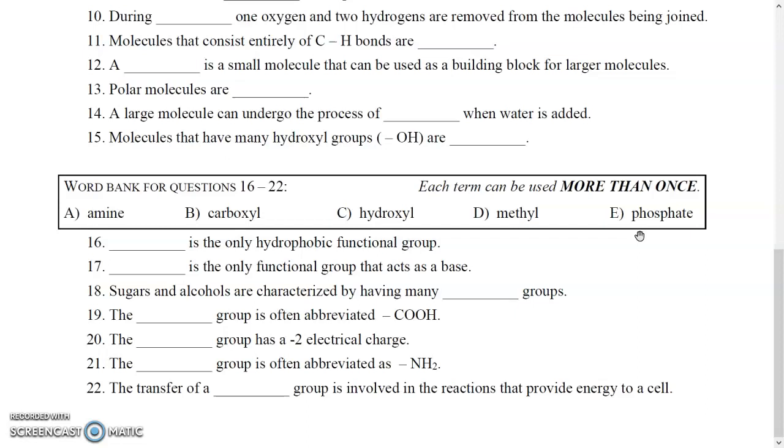The blank group is often abbreviated as NH2. I mentioned that earlier. That's A, the amine group. The amine group is a nitrogen with 2 hydrogens bonded to it.